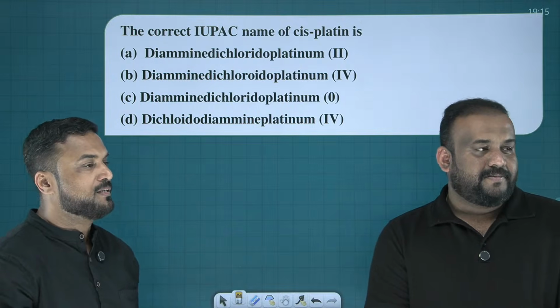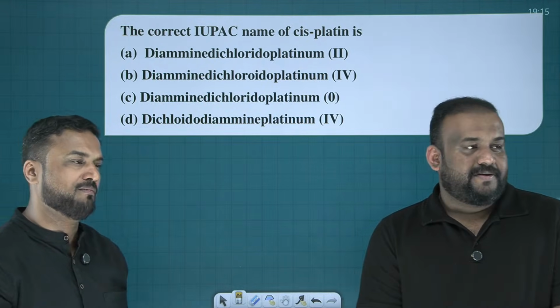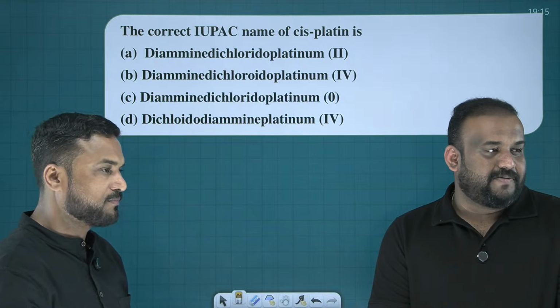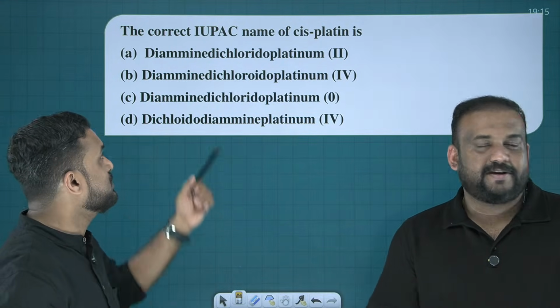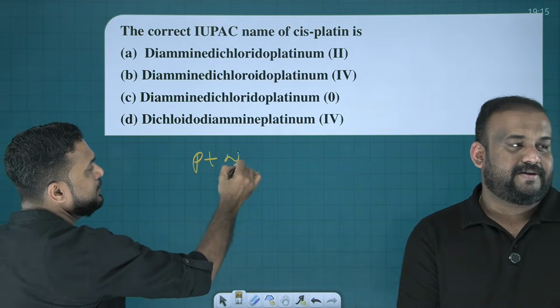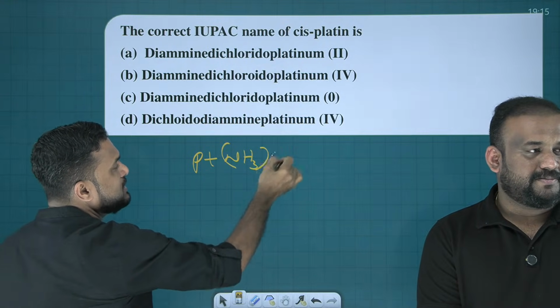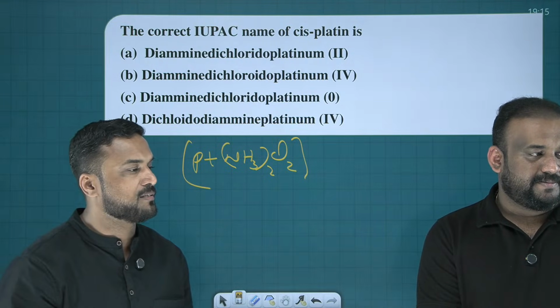See, the correct IUPAC name of cisplatin is. It's a very important pharmacological drug used for treatment of cancer. See this question also: the IUPAC name of cisplatin. Cisplatin means the formula is Pt(NH3)2Cl2. That is the compound. Now you will get it easily.